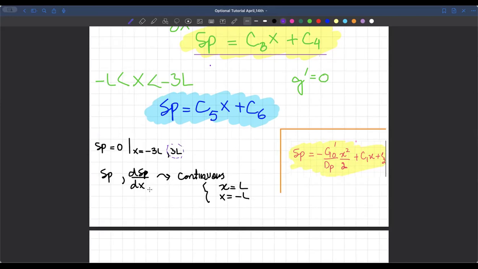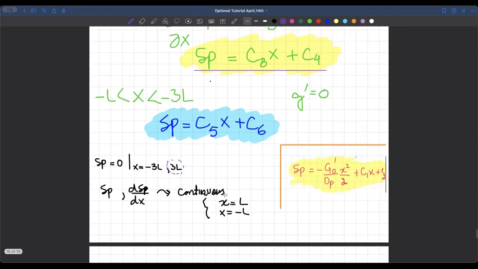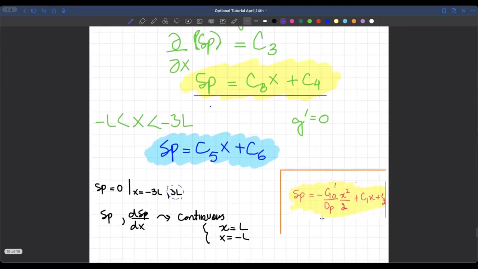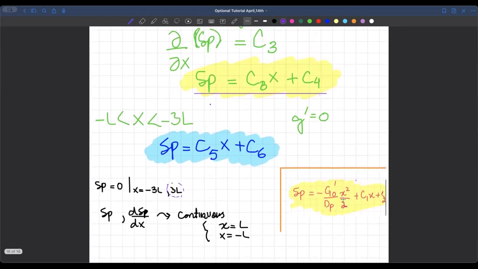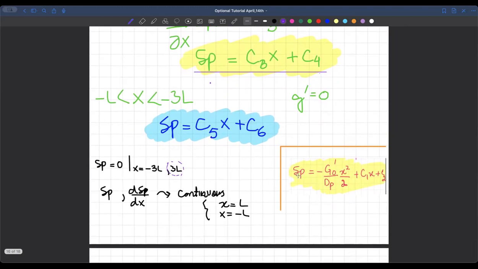Fantastic. And then at x equal to L and x equal to negative L, you can put these equal to each other. So you plug in x equal to negative L and x equal to L, and you put the excess carrier concentrations equal. And you can also take the derivative of this one.